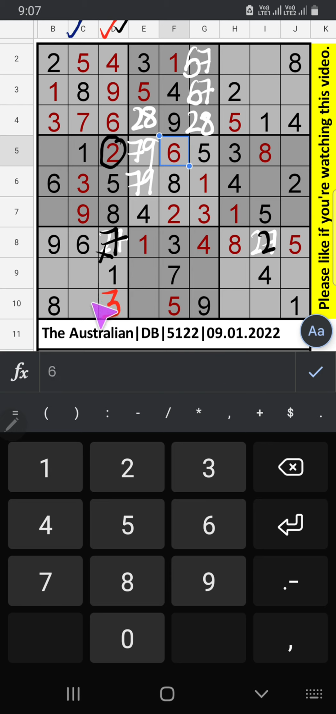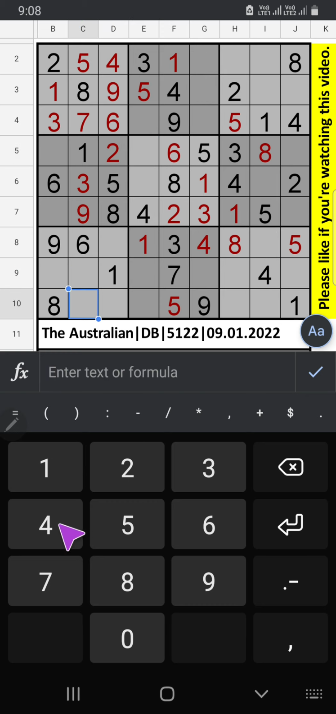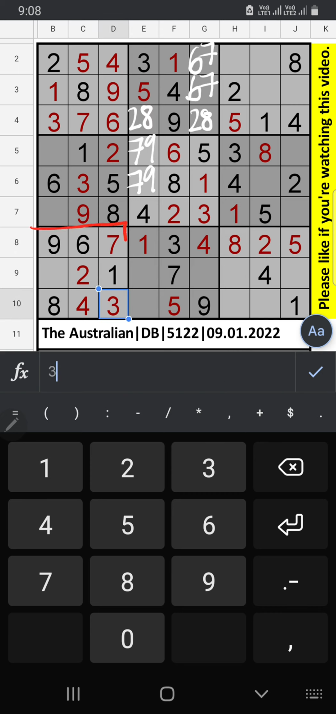Column C, 2 numbers are remaining, 2 and 4. Ninth row, we have 4. So 4 can't come in this cell. 4 is confirmed here. Then 2 is here. In this grid, only one number is remaining, 5. 5 is confirmed here. Column B, 2 numbers are remaining, 4 and 7. Seventh row, we have 4. So 4 can't come in this cell. Then 4 is confirmed here. Then 7 is here. Seventh row, only one number is remaining, 6. 6 is confirmed here.